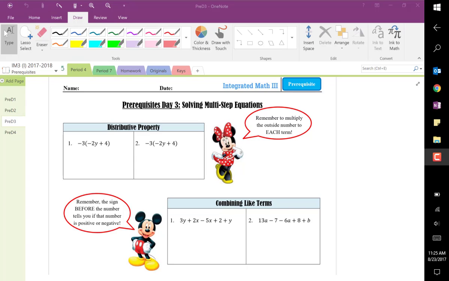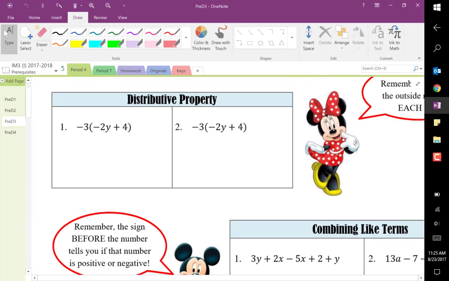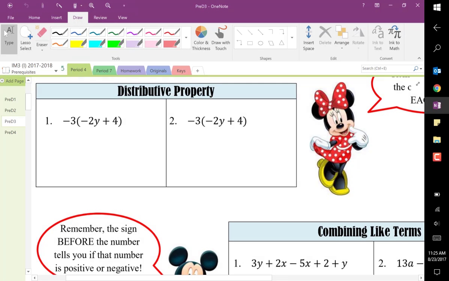Doing solving multi-step equations. So before we get started, let's talk about some things that are going to help you out. Distributive property. When you distribute something, what operation are you doing? Good, you're multiplying. So the first one I'm going to do negative 3 times negative 2y.